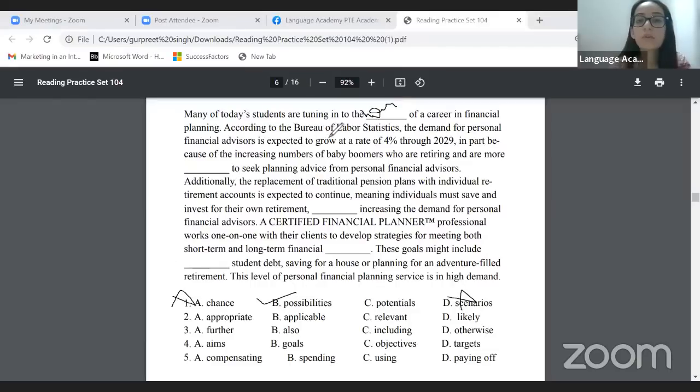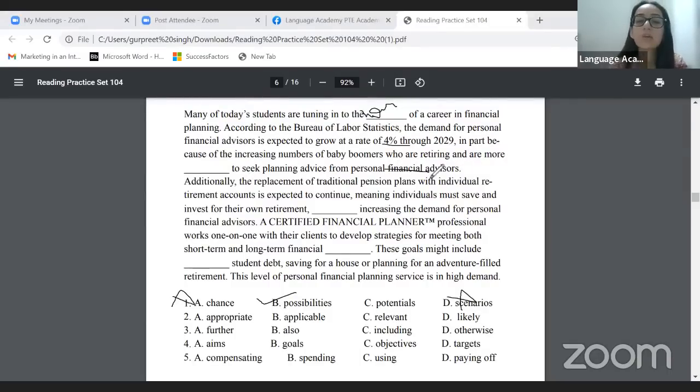Then they say, according to the Bureau of Labor Statistics, the demand for personal financial advisors is expected to grow at a rate of 4% through 2029, in part because of the increasing numbers of baby boomers who are retiring and are more dashed to seek planning advice from personal financial advisors. Even if you don't understand the meaning of baby boomers here, increasing number of dash who are retiring. So obviously people, because retiring is people only. Number of people are retiring and they are more dash to seek advice from personal financial advisors.